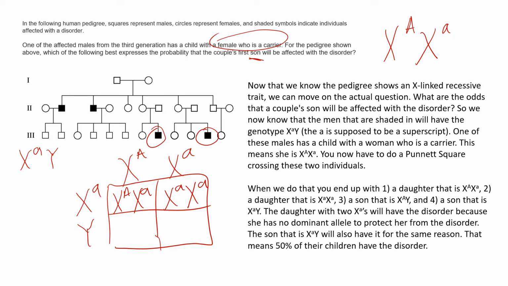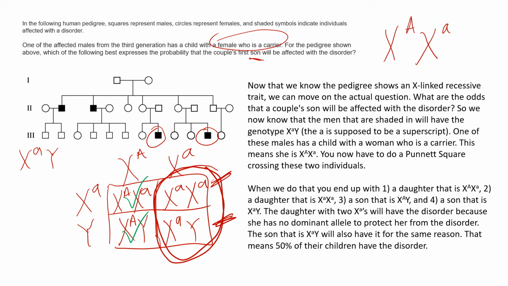complete it. I'm just trying to get through this quickly for you so you don't have a really long video to watch. Okay, so now we have two children overall that are going to have the disorder. This daughter and this son. These other ones are protected. So these ones are happy. They're not going to have the disorder.